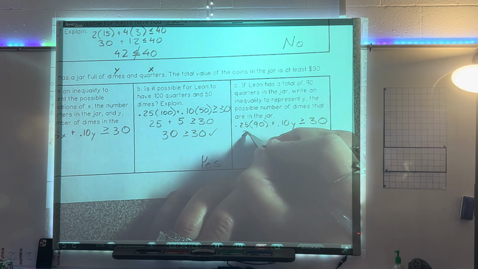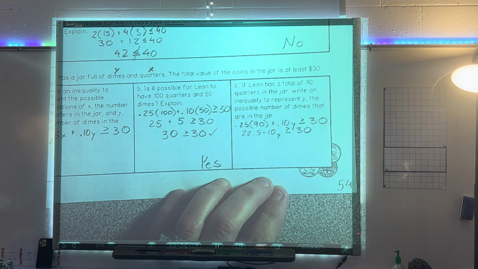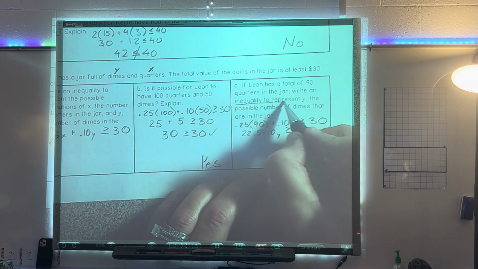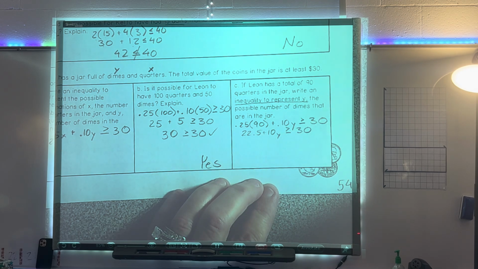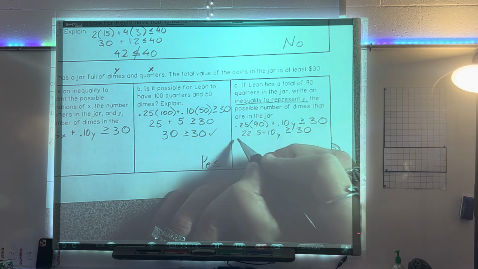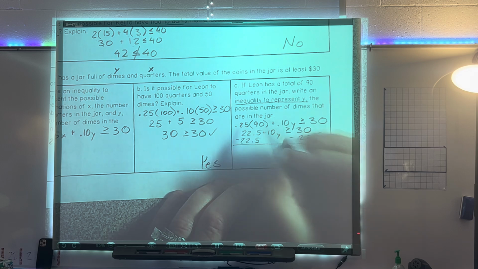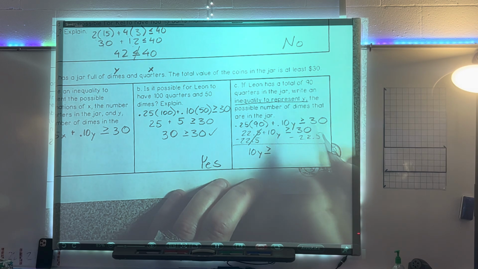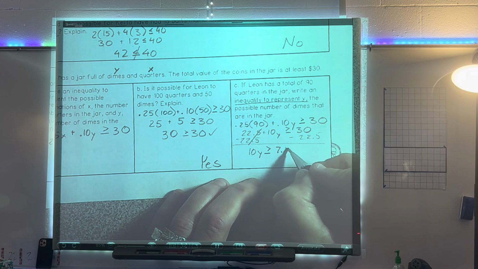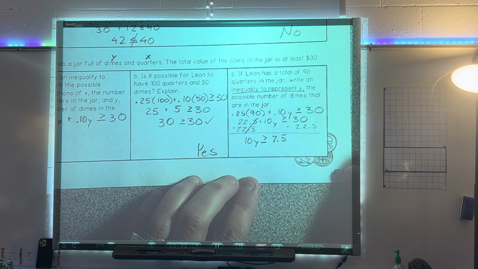22.5. Okay, so I got 22.5 plus 10y greater than or equal to 30. Alright, now what do I do? Because I want an inequality to represent y, which means I want y. I'm going to move my, well I don't have x anymore. Just move 22.5. I'm going to subtract my 22.5, which I guess in reality is kind of my x. I just don't have the actual variable anymore. Okay, so now I have 10y greater than or equal to 30 minus 22.5 is 7.5, yeah? Yes, ma'am. Okay, now what do I do?